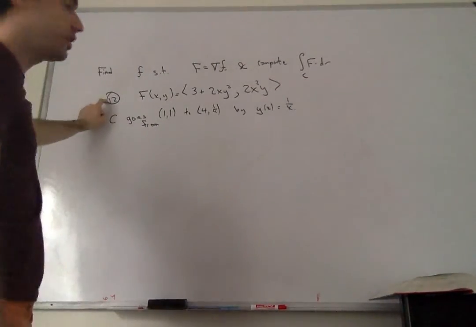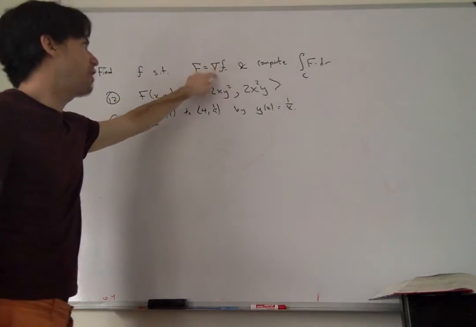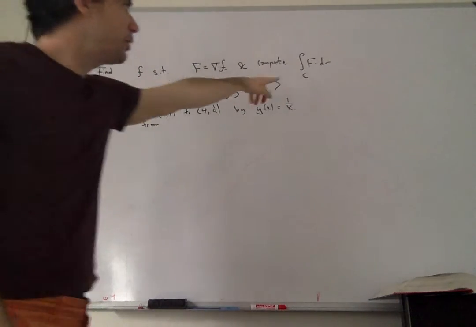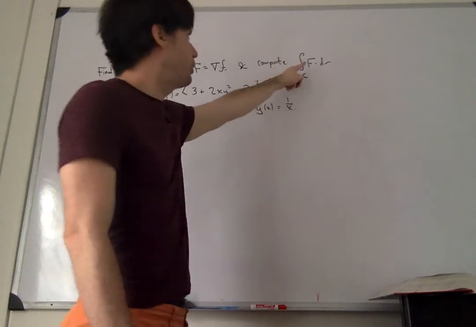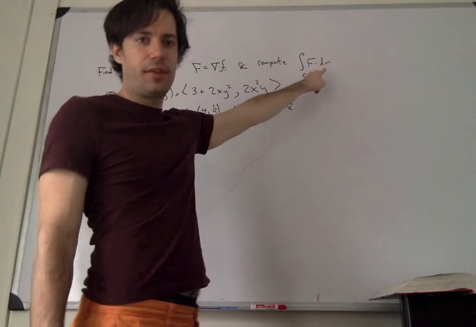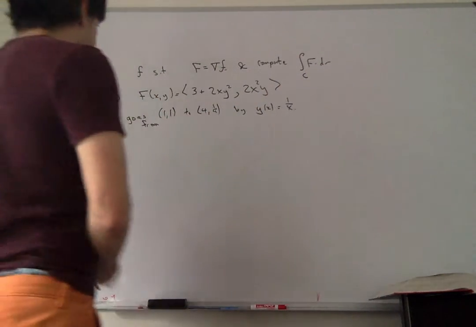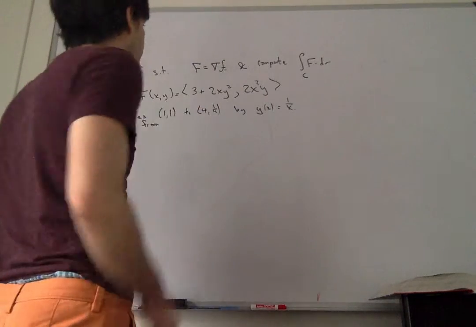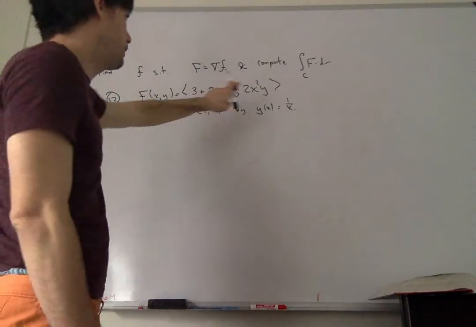Okay, so the question is number 12. It says find f such that F equals a gradient of f, and then compute this right here. Now obviously, how are these two related? Well, if it's conservative, I can replace that with del f, obviously. Okay, so I want to find a function f such that del f is equal to this.